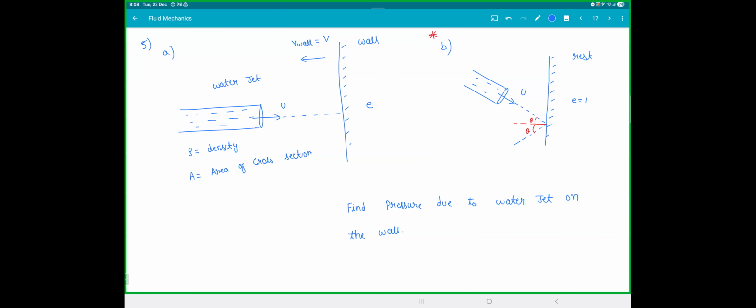What about the second part? Find the pressure. Water jet hits the wall at an angle theta.